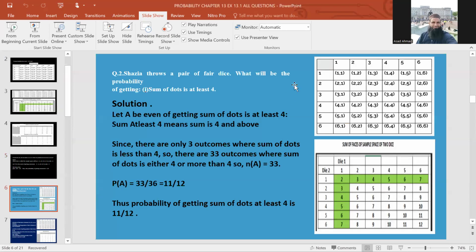Okay, question number two is about Shazia throwing a pair of fair dice, meaning two dice are thrown together. What will be the probability of getting a sum of dots, or the sum of faces, of at least four? In this question, I have done two tasks in parallel. If I enlarge it, we can understand it in a better way.